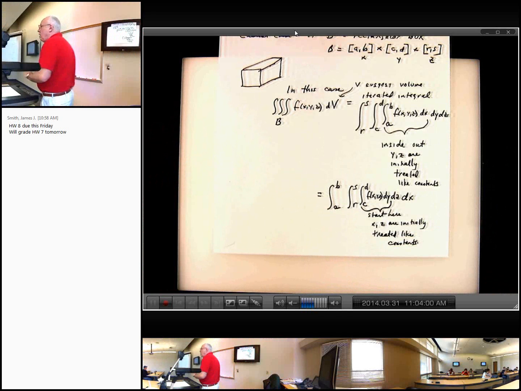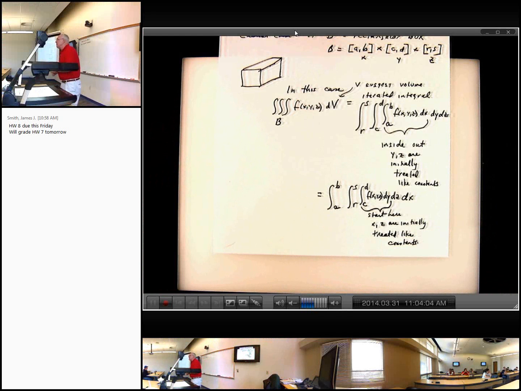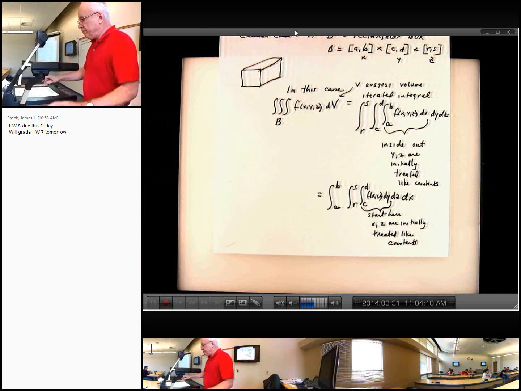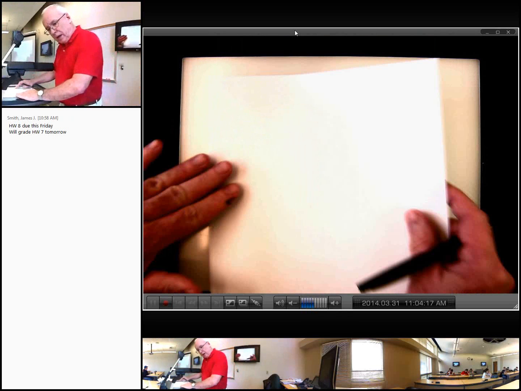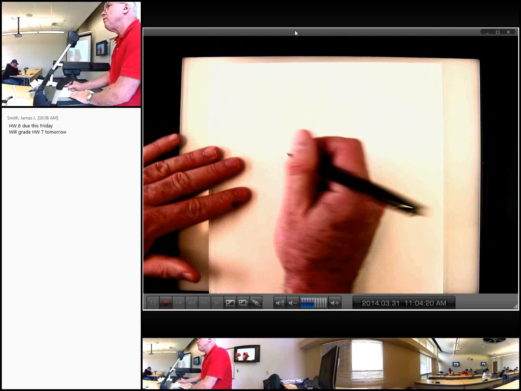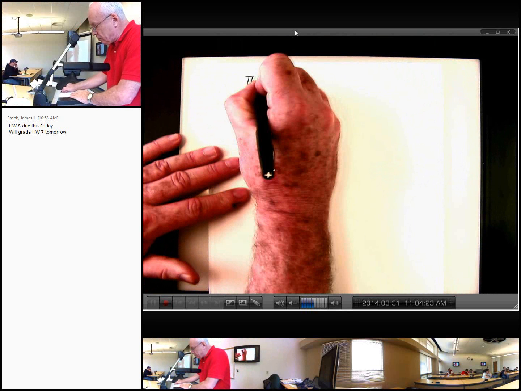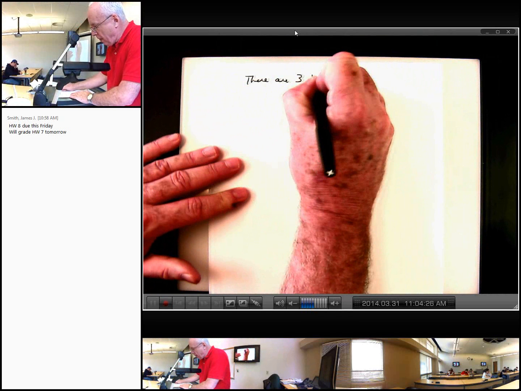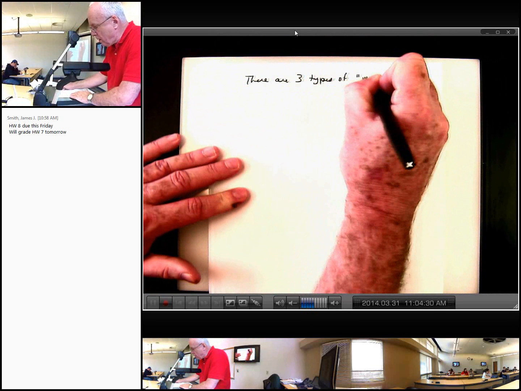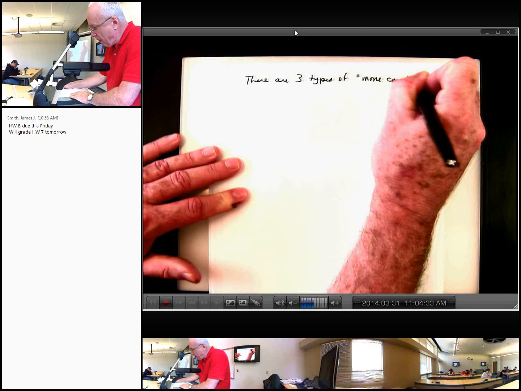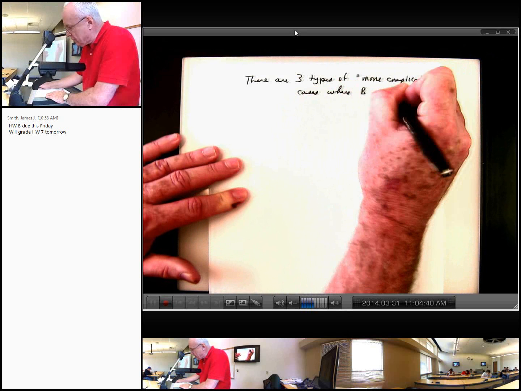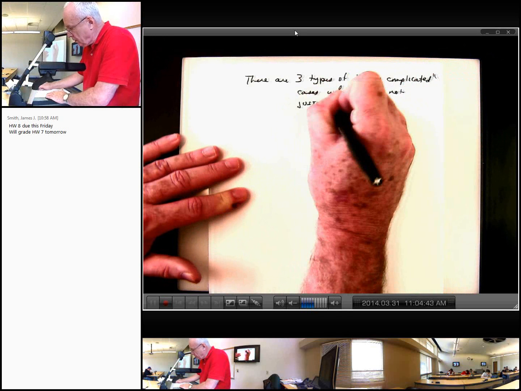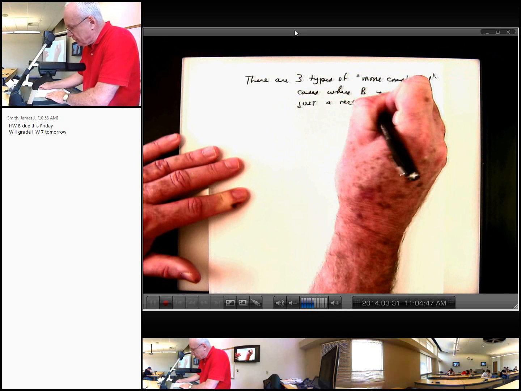If only all the cases were over rectangular boxes, life would be easier. Well, the more complicated cases are, of course, when we don't just have a rectangular box. For what we're going to look at, there are three types of quote-unquote more complicated cases where B is not just a rectangular box.